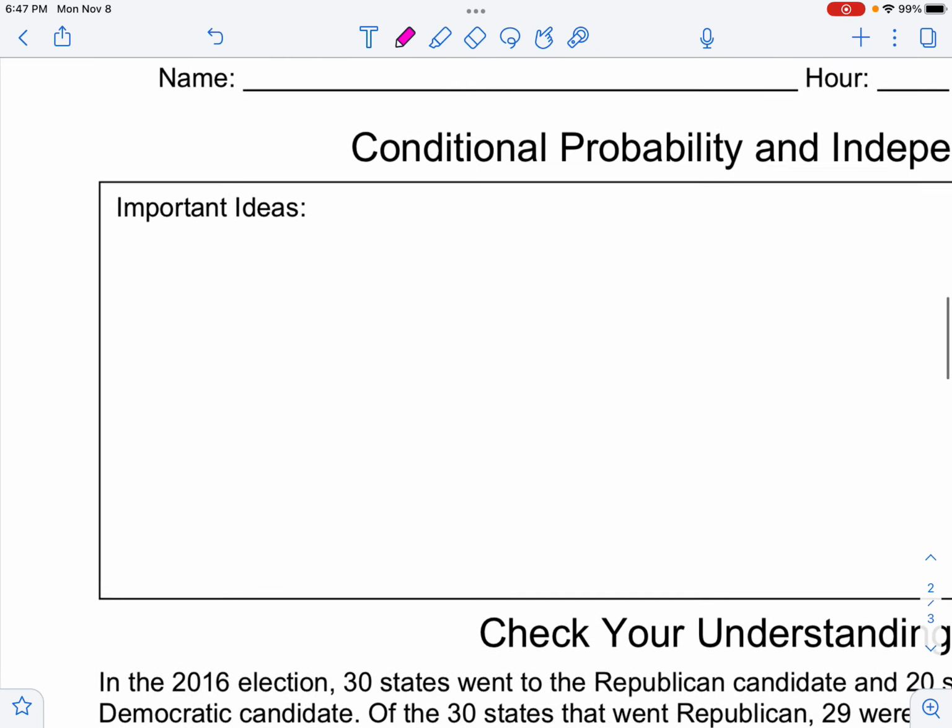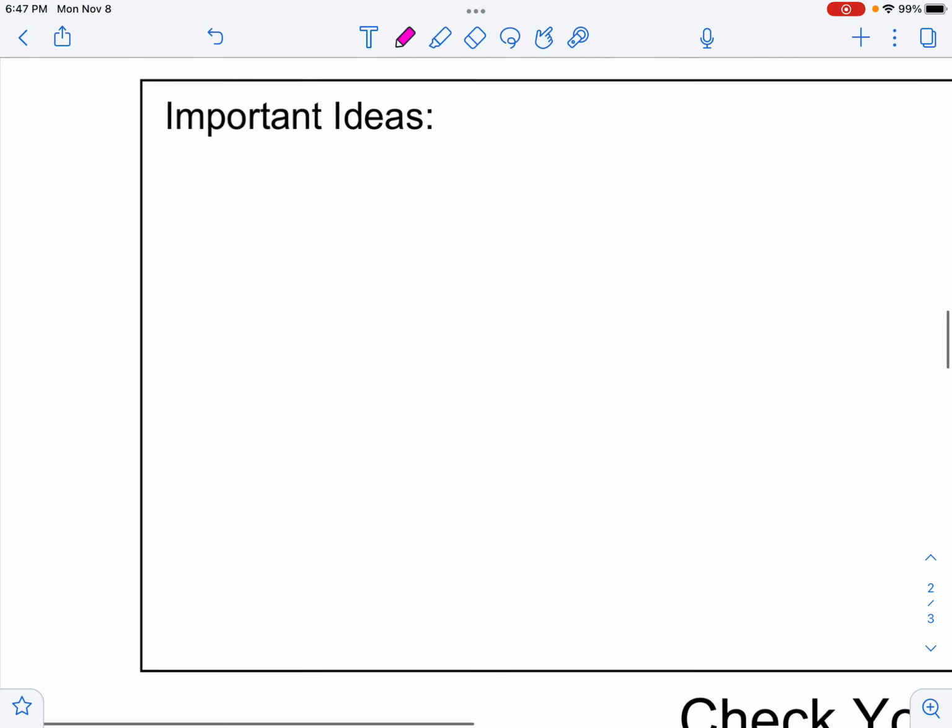So for our first important idea, we're going to create 2 sections. We actually have 3, but one of them's kind of small. So we're only going to divide this into half. It is about the general multiplication rule.